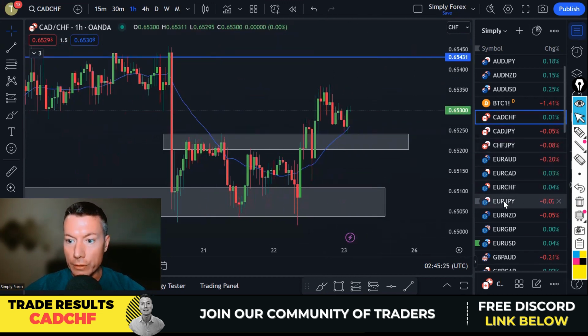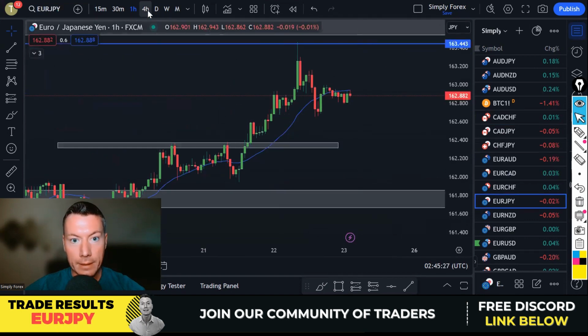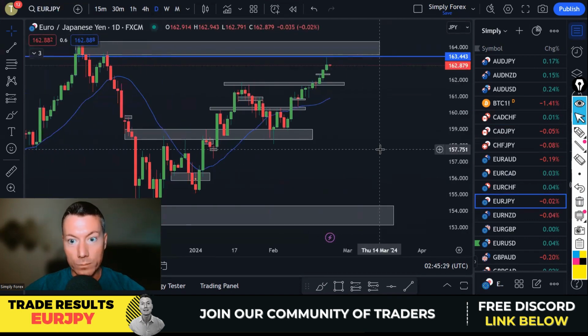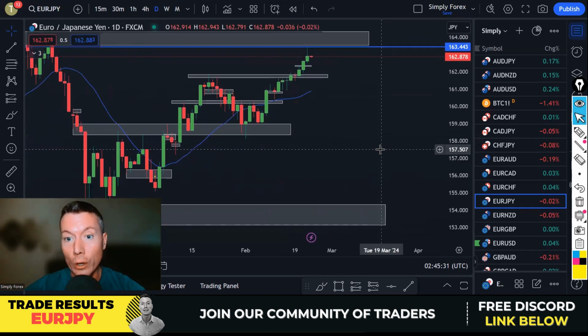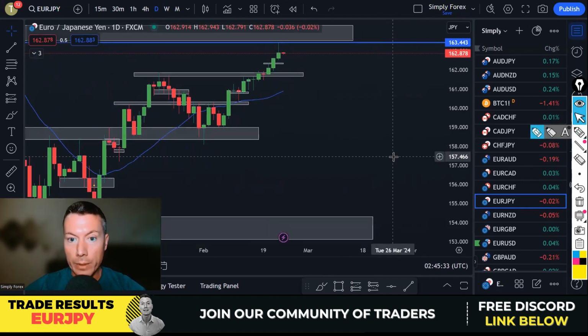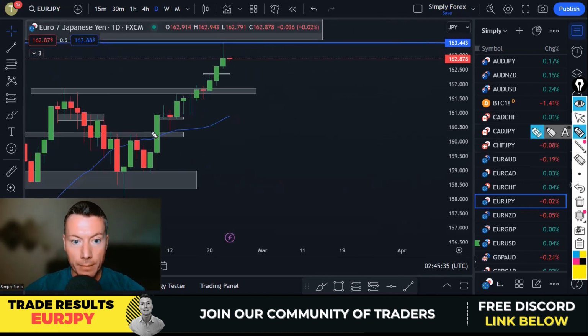The other trade we were interested in was Euro Yen. Okay, and this would have been a good trade if you got in on it. And we were just looking to buy this as well. So we're clearly in an uptrend, very bullish. We know how much yen weakness there is at the moment, and we're going to talk about that a little bit in today's trades.